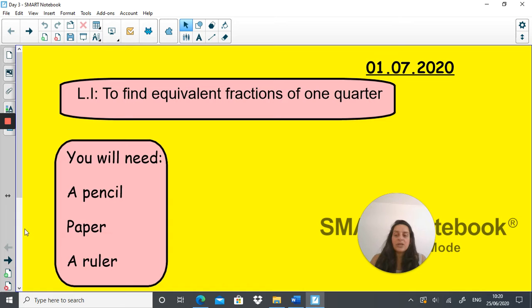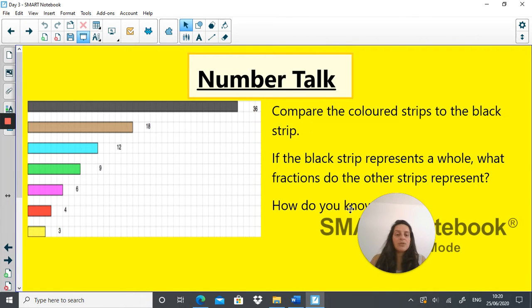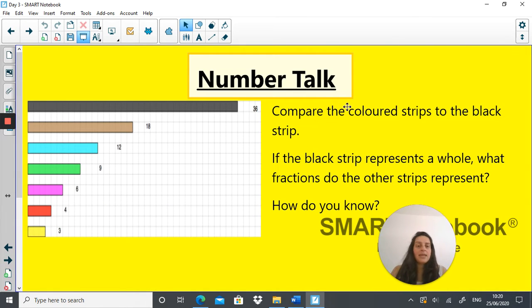So let's get started. Number talk. Compare the coloured strips here to the black strip here. If the black strip here represents a whole, what fraction do the other strips represent, and how do you know? So that is your task. Look at this black strip here. If this is a whole, what do these strips here represent? Pause the video and have a go at that.